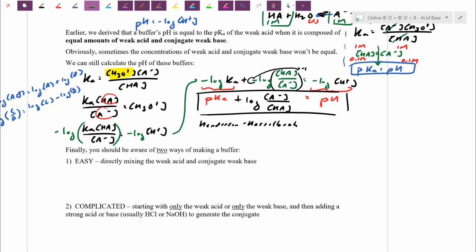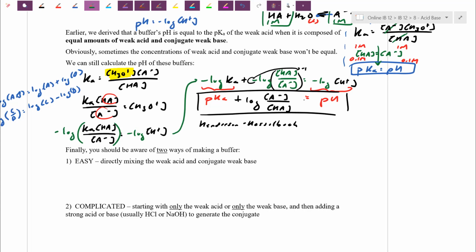What if A minus was equal to HA? Well, these two things would divide out, so they give you 1. Log of 1 just gives you 0. Yes, pKa equals pH. So this one here is just a little bit more generic than what we had from before. It gives us some way of actually measuring that correction term.